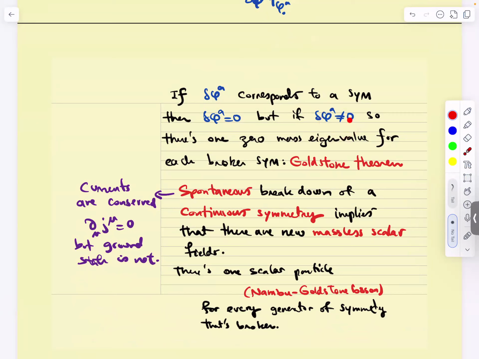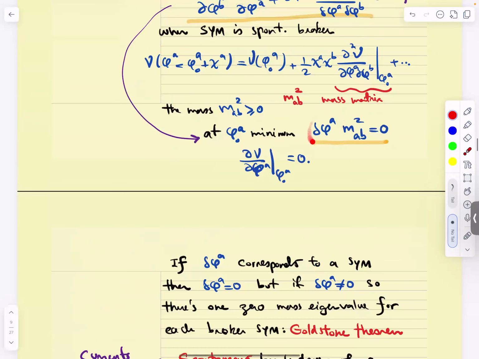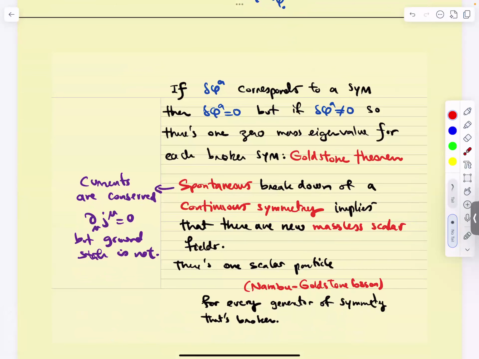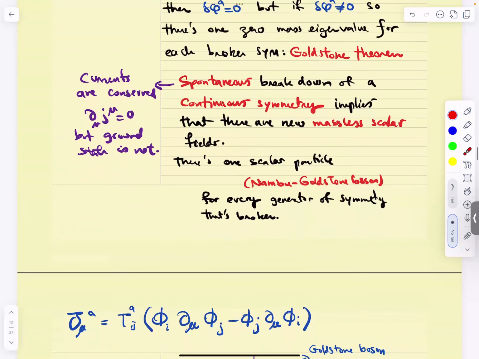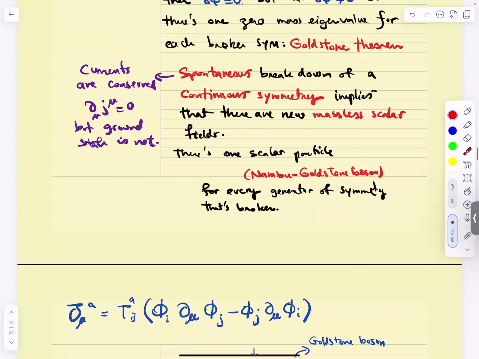Sorry, that's what I said correctly. Delta phi a equal to 0 means that you have a symmetry. Then when this is not 0, it means that for every mode that this is not 0, you get a 0 mode, you get a 0 in the mass matrix. So this is the Goldstone theorem. For every broken symmetry generator, you get a massless mode. Okay.